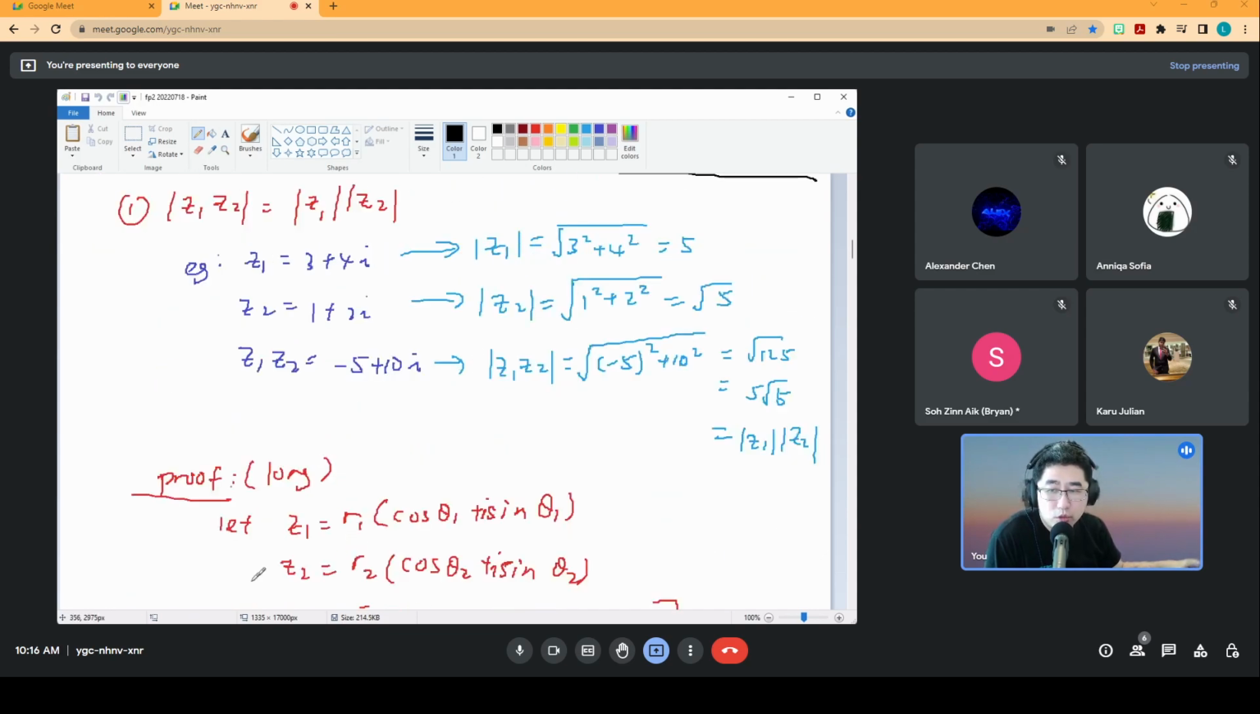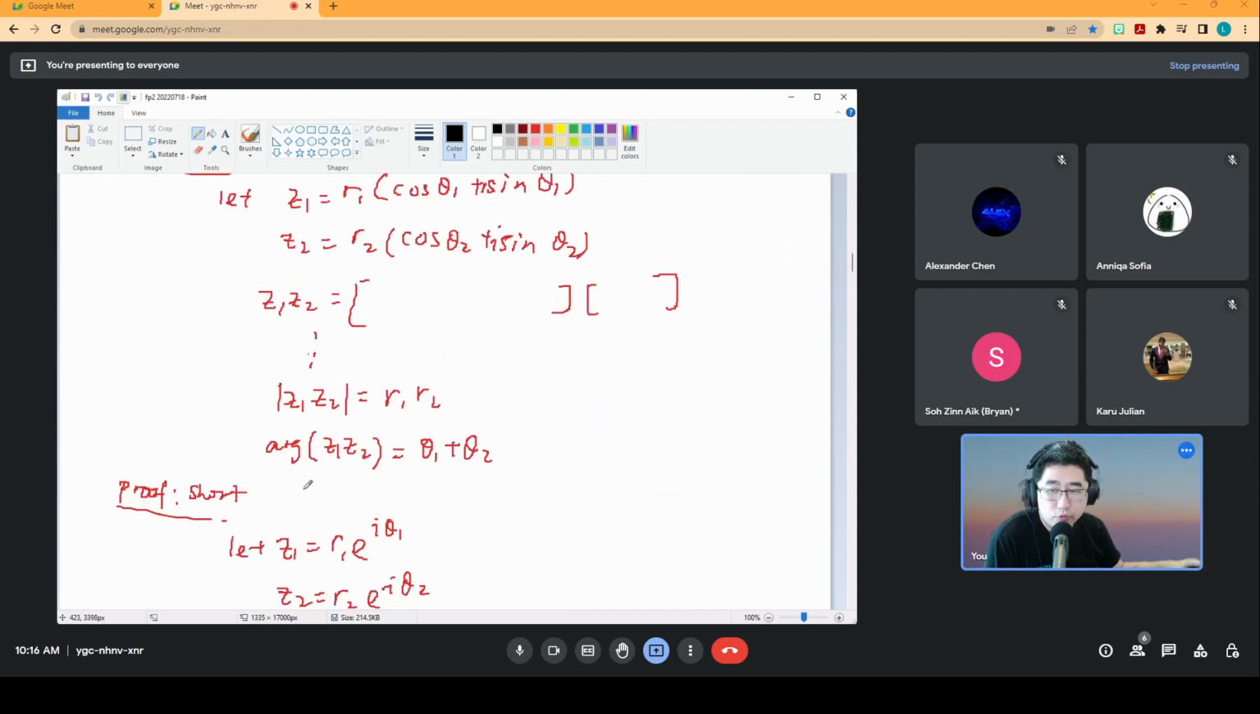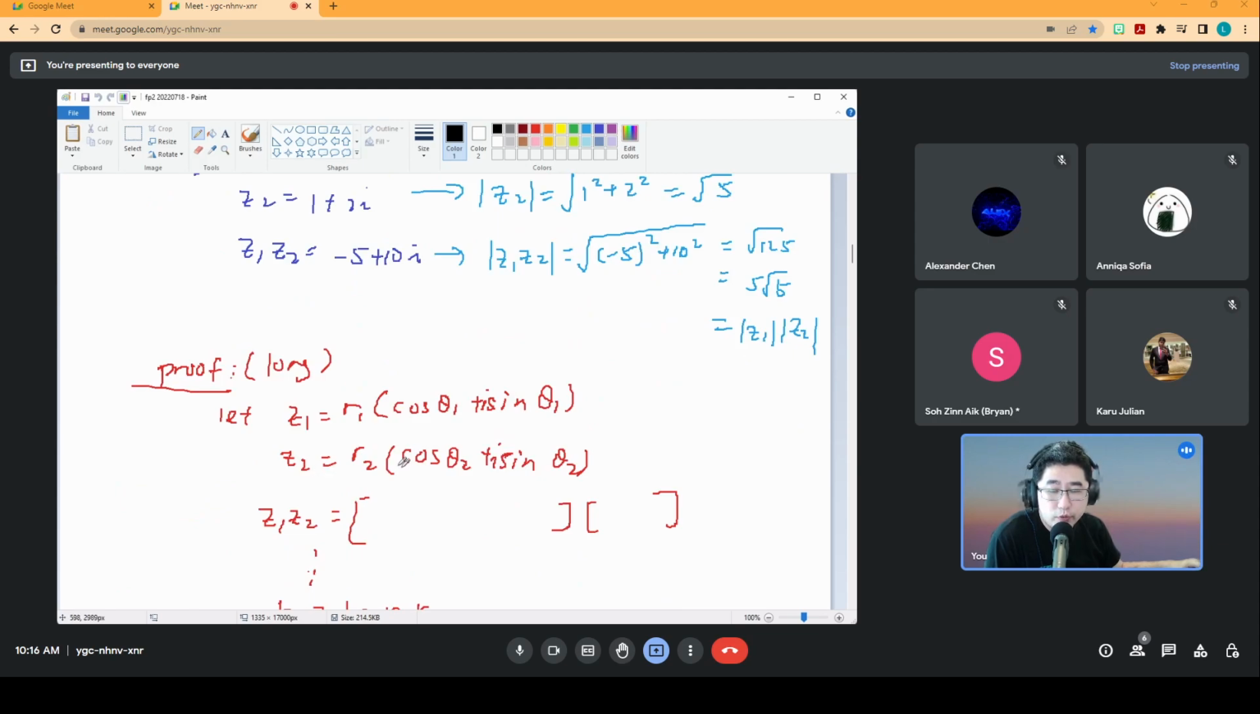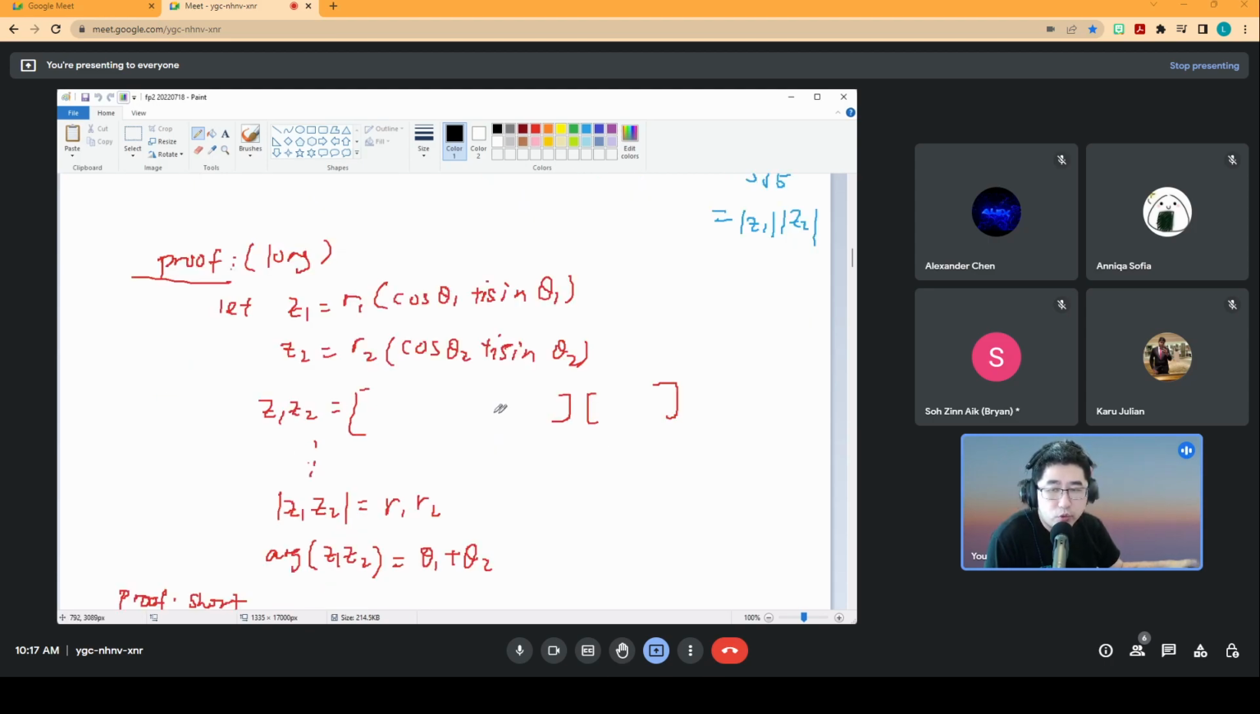So for the proof, we have the long proof and the short proof. The long proof we can do in the form of modulus argument form. z1 equals r1 cos theta 1 plus i sin theta 1, z2 equals r2 cos theta 2 plus i sin theta 2. This whole thing bring it here, this whole thing bring it here. We show that the r1 equals r2.